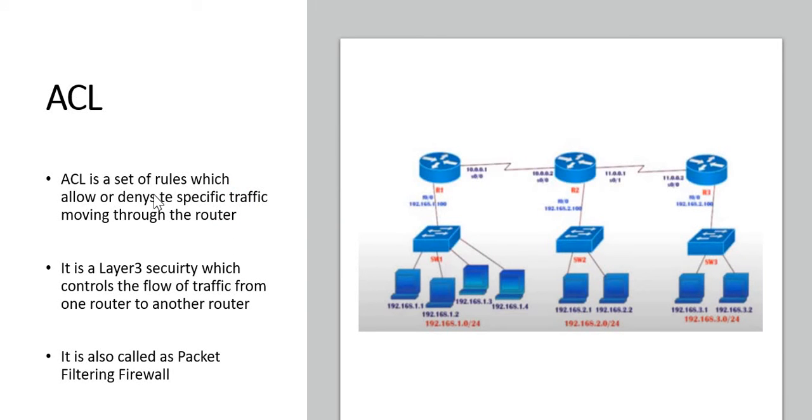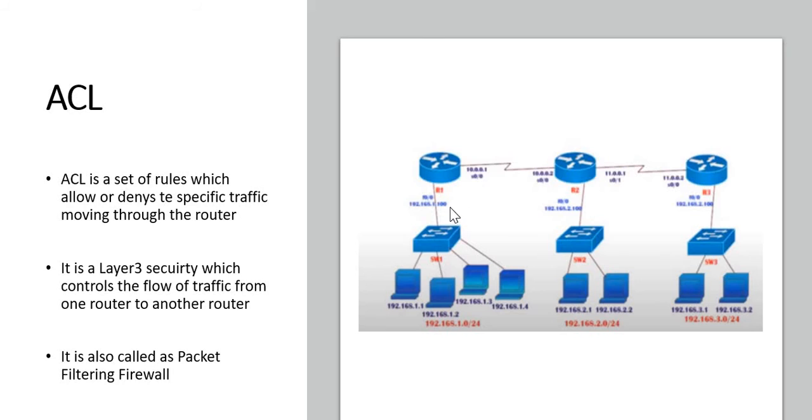An access list is a set of rules which allows or denies specific traffic moving through the router. Suppose I have a 192.168.2.0 subnet here and a 192.168.3.0 subnet here. I want 1.0 to communicate only with 2.0 but not 3.0. That means we have to filter the traffic.